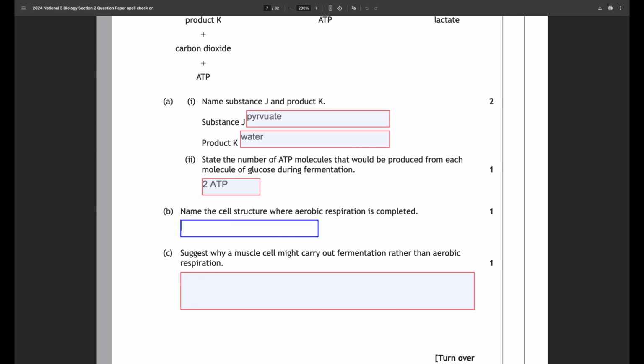Part B, name the cell structure where aerobic respiration is completed. So this is a throwback to 1.1 as well, to cell structure, and hopefully we remember that the mitochondria is the site of aerobic respiration. Okay, so that's what we're looking for there.